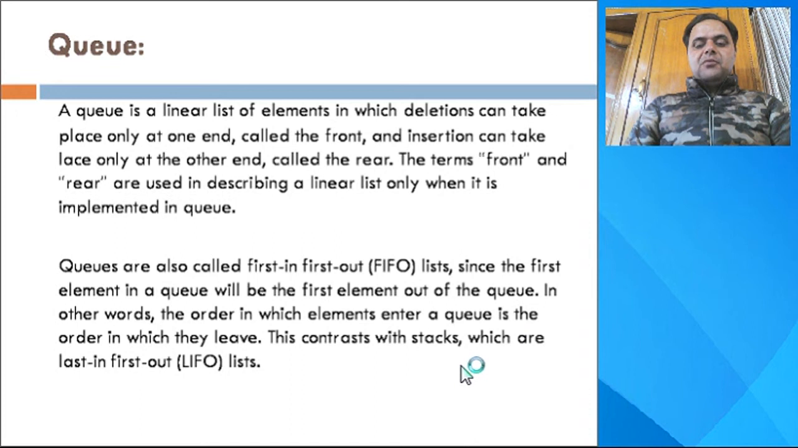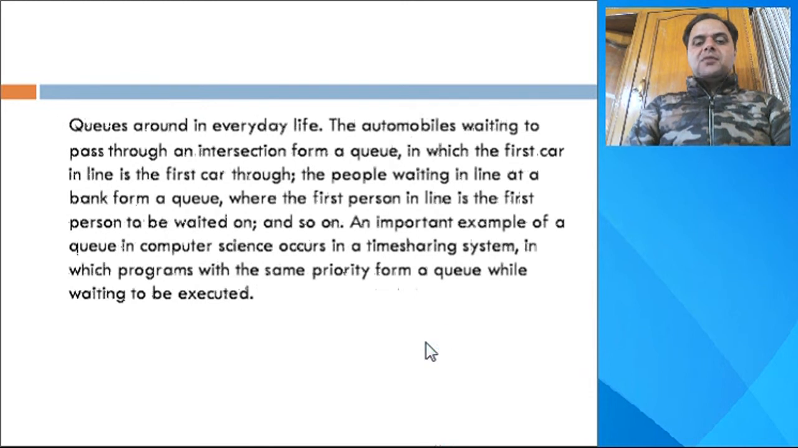So examples of a queue: we see queues around us in everyday life. The automobiles waiting to pass through an intersection form a queue in which the first car in line is the first car through. So the automobiles waiting at a red light also form a queue. The people waiting in line at a bank form a queue where the first person in line is the first person to be served, and so on.